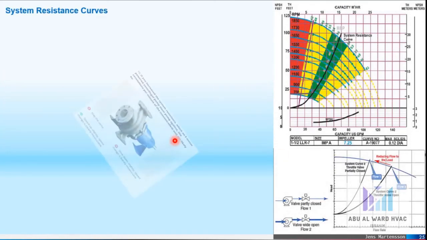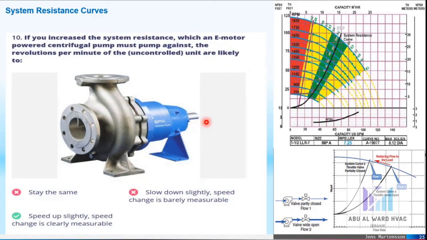System resistance curve. The question is, if you increase the system resistance which an e-motor powered centrifugal pump must pump against, the revolutions per minute of the uncontrolled unit are likely to, the answer will be, speed up slightly, speed change is clearly measurable. This is actually the system curve, resistance curve, and this is why the RPM is increased. It is going in the same direction as the system resistance increase. The RPM will be increased.